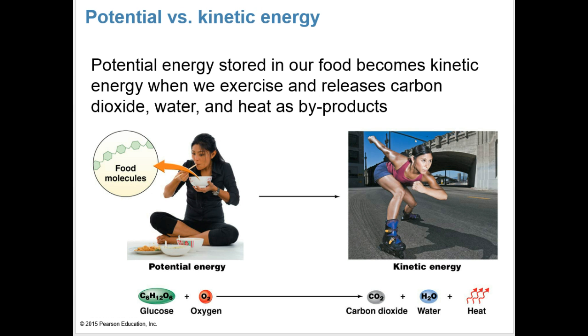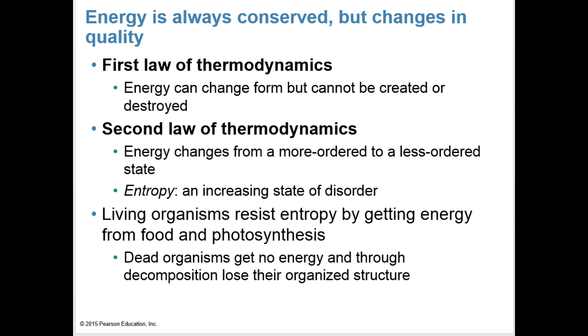Potential energy stored in our food becomes kinetic energy when we exercise and release carbon dioxide, water, and heat as byproducts. Although energy can change from one form to another, it can't be created or destroyed. But just as matter is conserved, the total energy in the universe remains constant and thus is said to be conserved. Scientists have dubbed this principle the first law of thermodynamics.